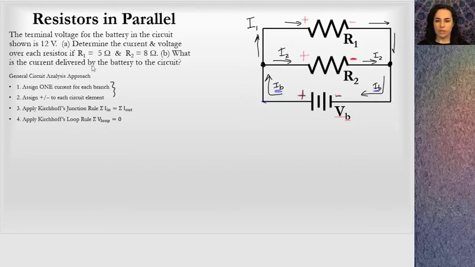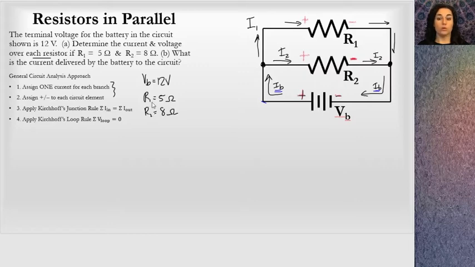Read the problem and get some loops going. I have a junction rule, but I'm going to see what information I'm given in the problem first. It says the terminal voltage for the battery in the circuit shown is 12 volts. Okay, so the battery is 12 volts, and I'll write that over here. V battery equals 12 volts. Determine the current and voltage over each resistor. R1 is 5 and R2 is 8. Okay, so R1 equals 5 ohms and R2 equals 8 ohms.